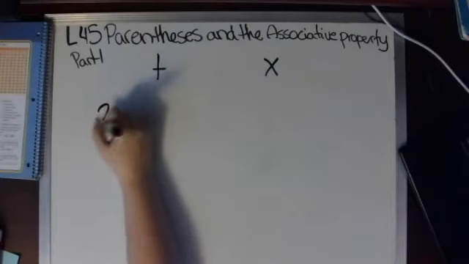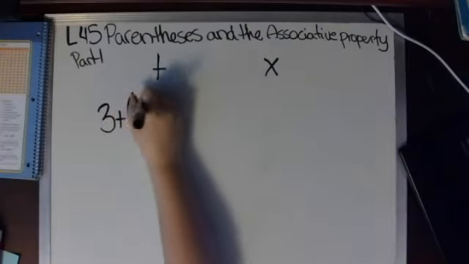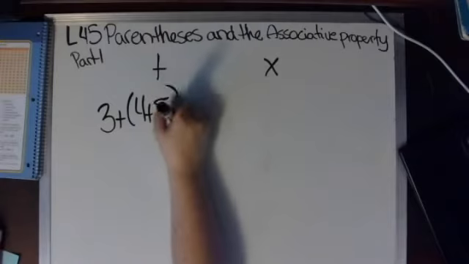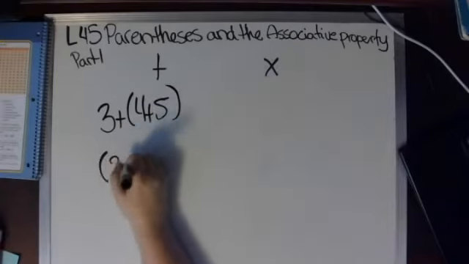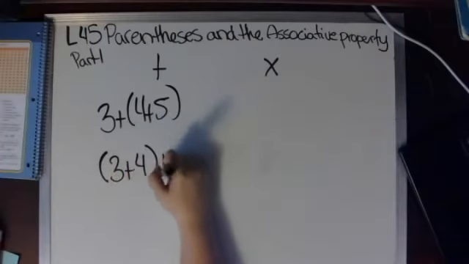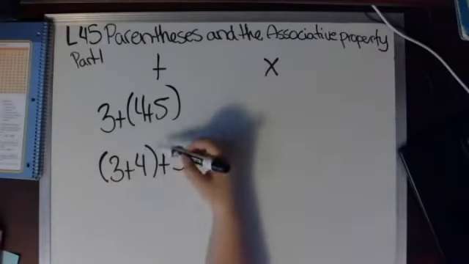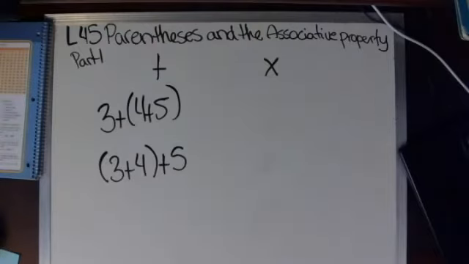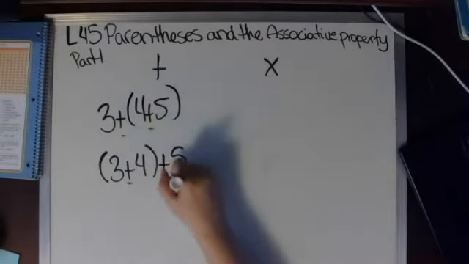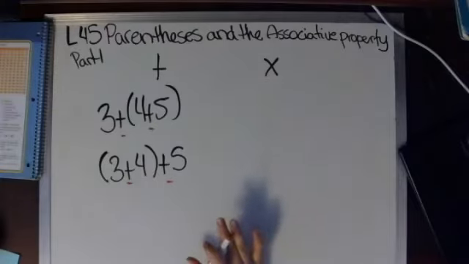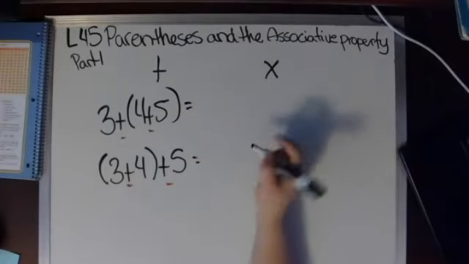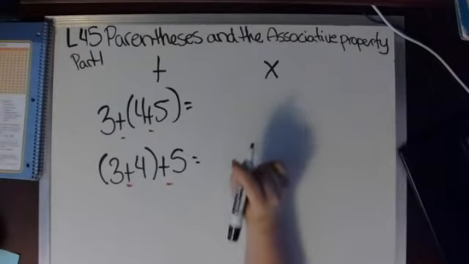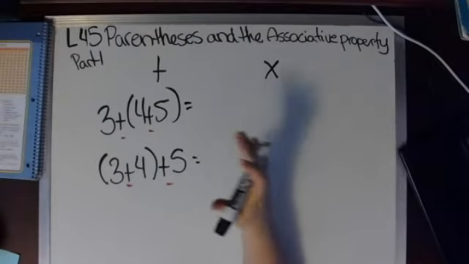For example, if I have 3 plus 4 plus 5, and I have parentheses 3 plus 4, parentheses plus 5, both of them have just addition, and both of them are using the digits 3, 4, and 5. Because of that, I'm going to get the same answer each time. Now, remember with the subtraction we just did, this didn't work. So this only works for addition and multiplication.